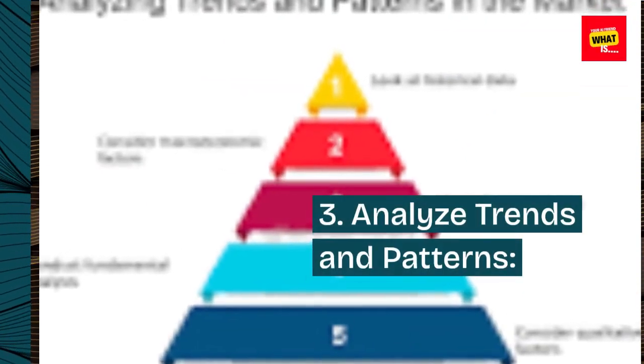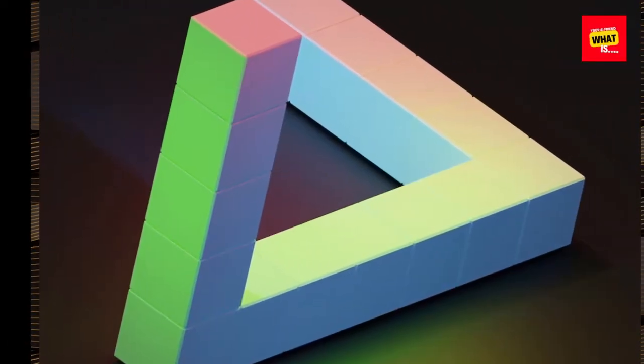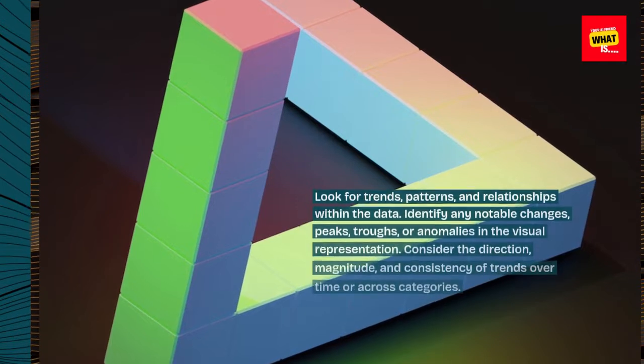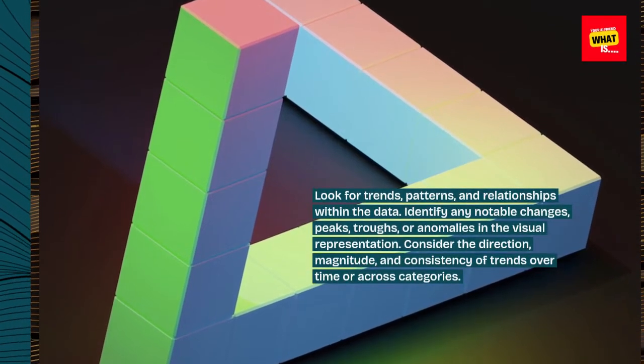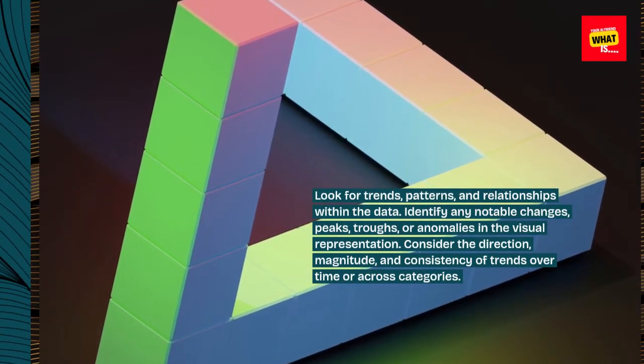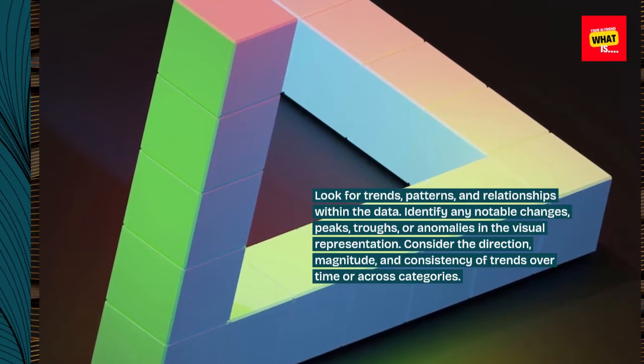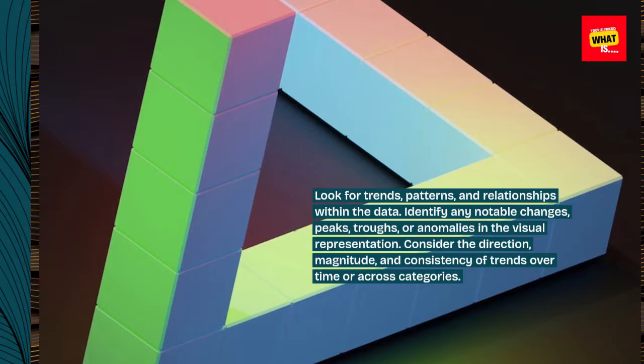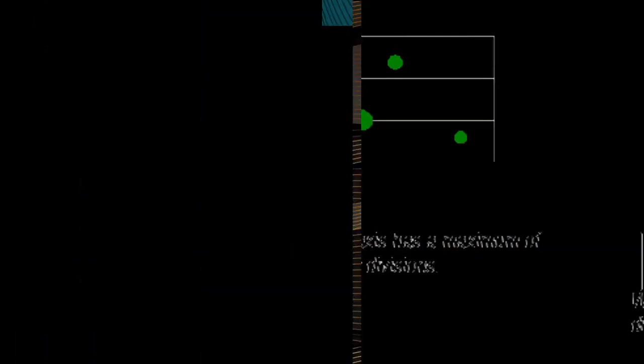3. Analyze trends and patterns. Look for trends, patterns, and relationships within the data. Identify any notable changes, peaks, troughs, or anomalies in the visual representation. Consider the direction, magnitude, and consistency of trends over time or across categories.